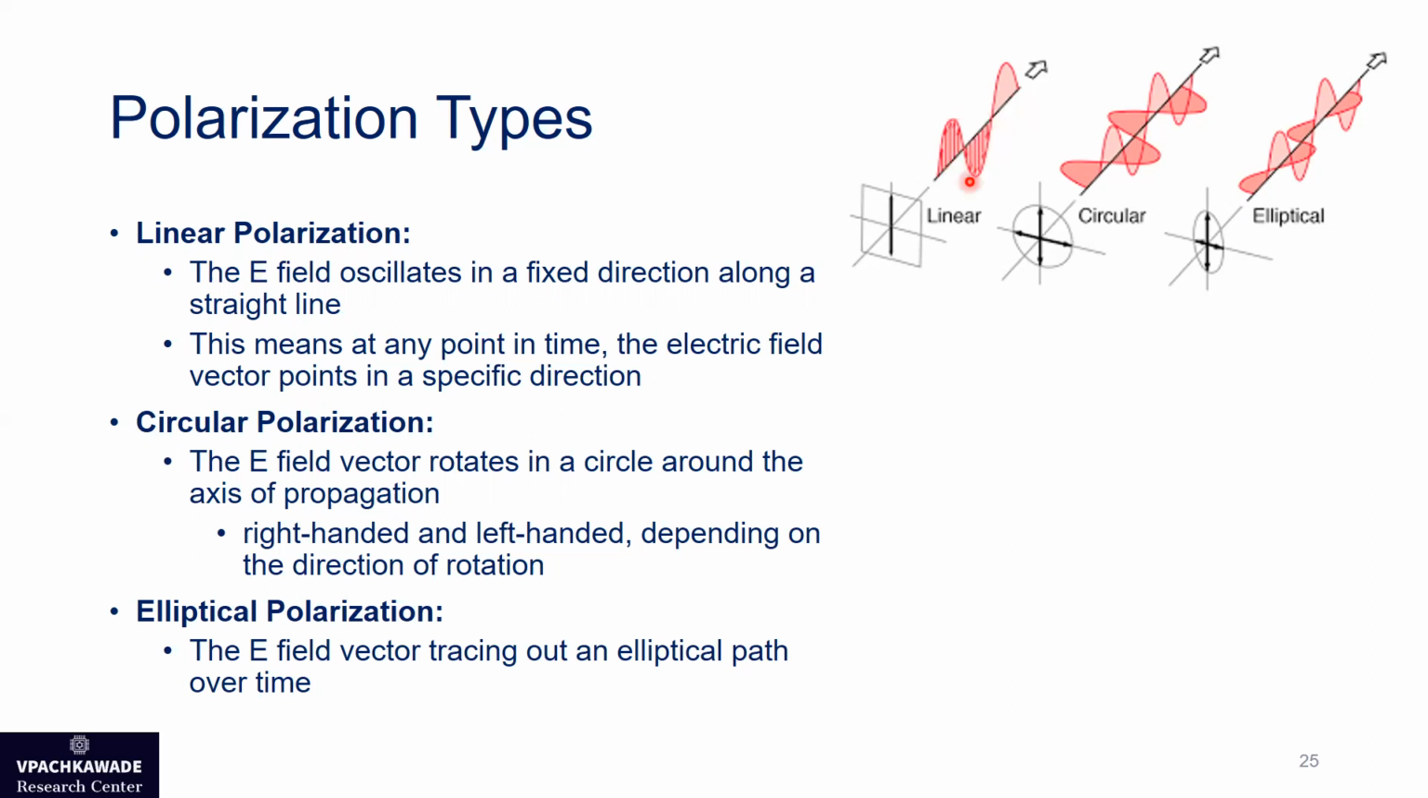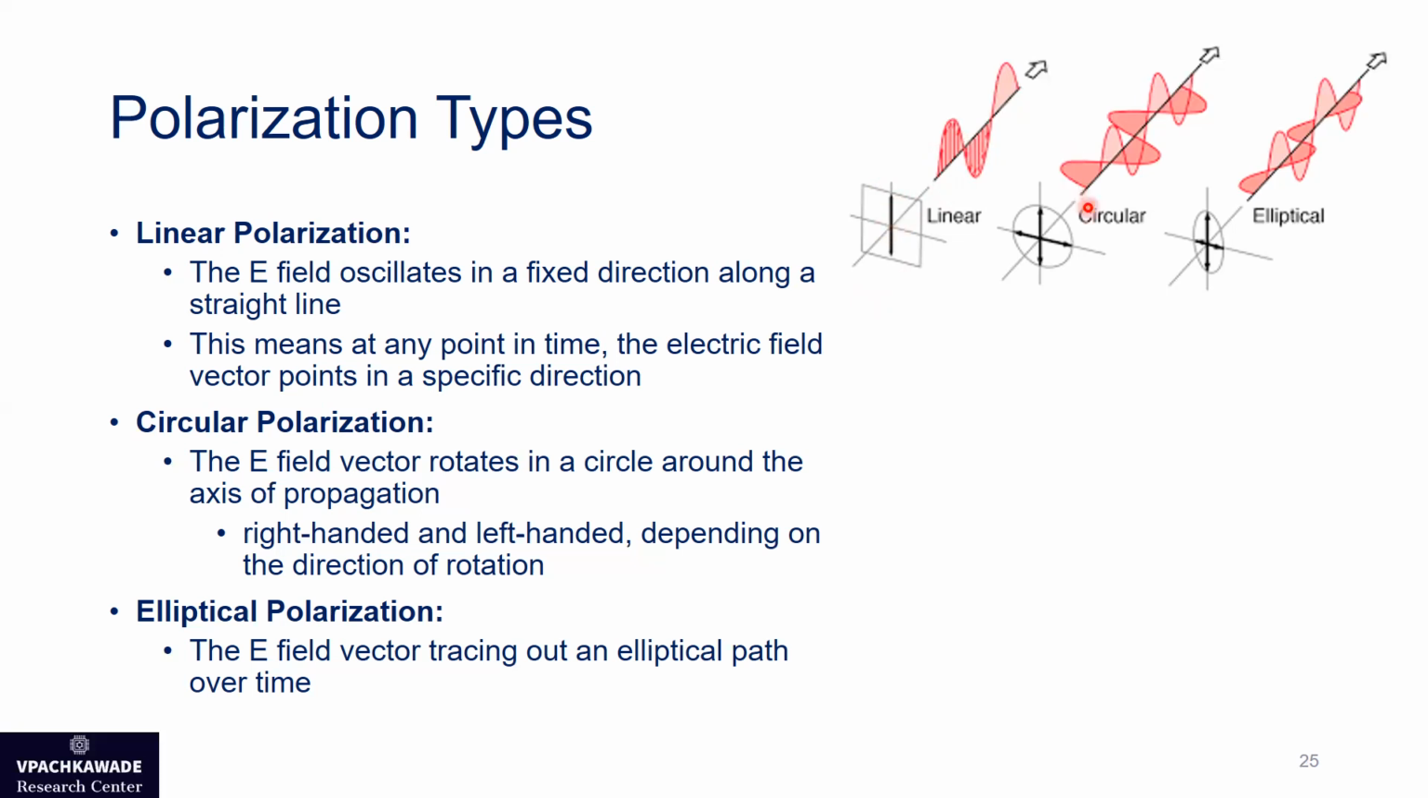Now why do we call it a linear polarization type? Because if we assume this sinusoidal waveform is an E field, its orientation is up and down, indicated by this line here. So the E field here oscillates in a fixed direction, up and down, along a straight line. That's why we call it linear polarization. This means at any point in time, the electric field vector would point in a specific direction. In this case, it is pointing up and down. That's why it is called linear polarization.